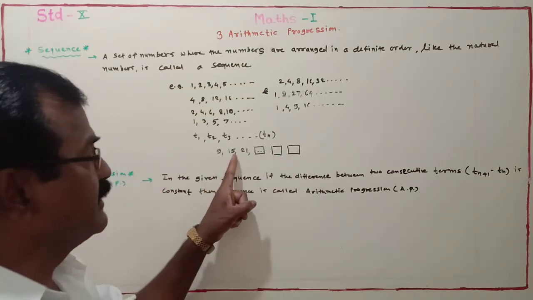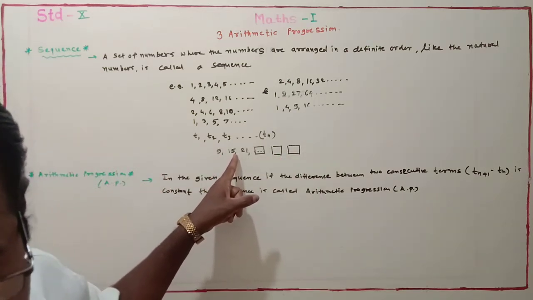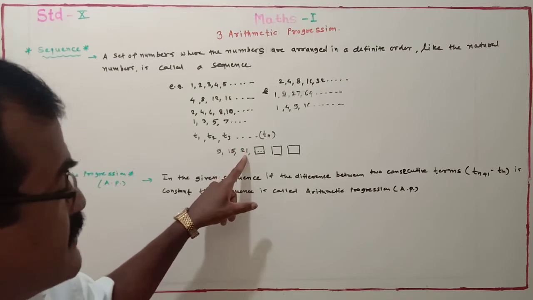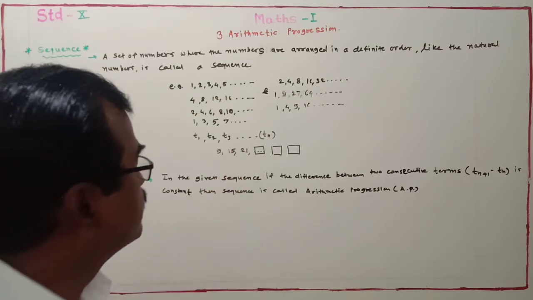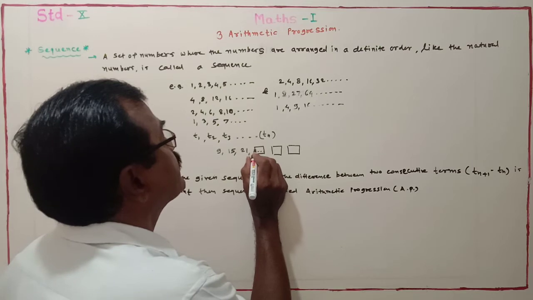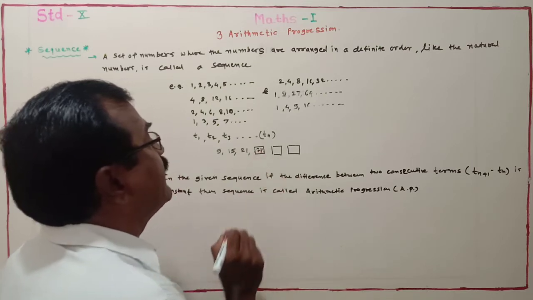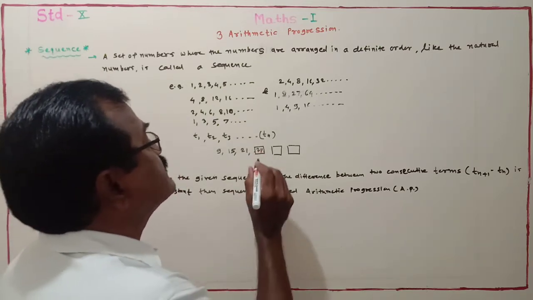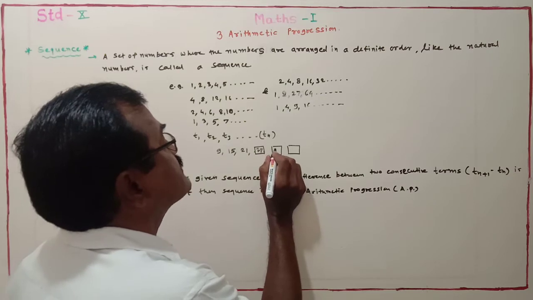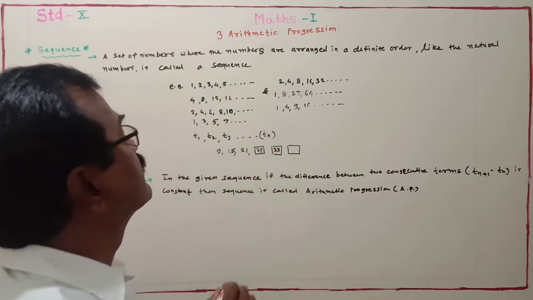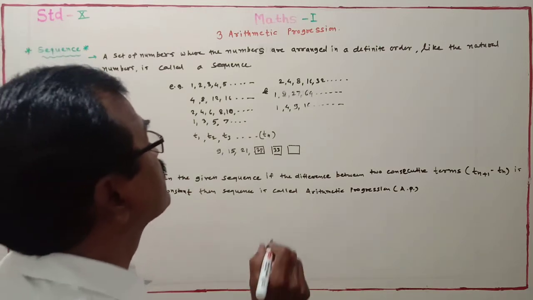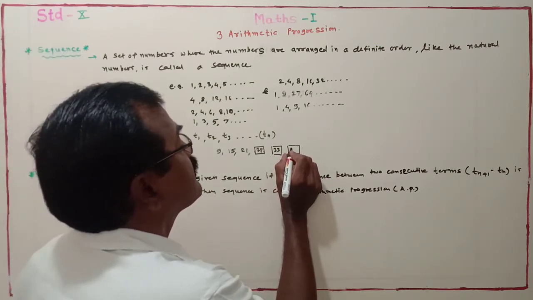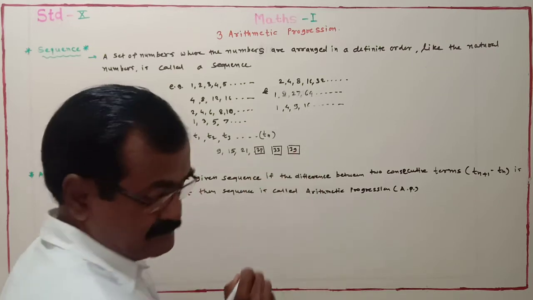Means 9 plus 6 is 15, 15 plus 6 is 21, then 21 plus 6 is 27, 27 plus 6 is 33, then 39.